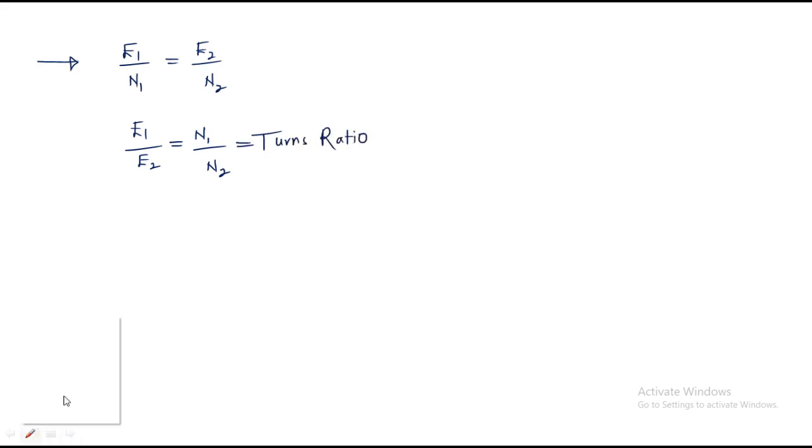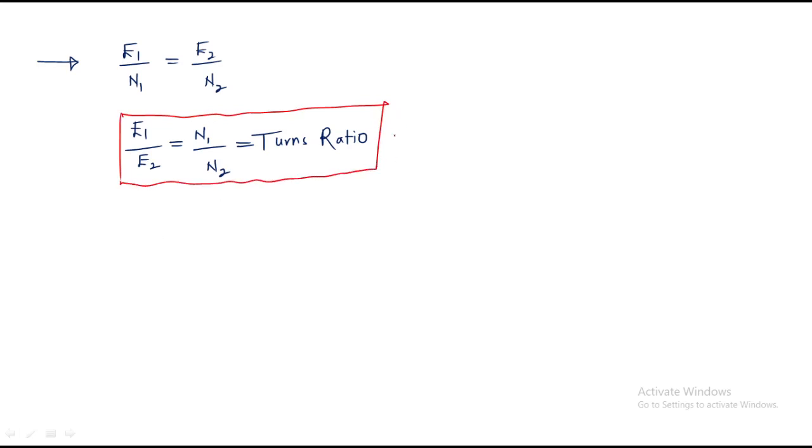This is very most important. E1 by E2 should be equal to N1 by N2, which is equal to the turns ratio. It is N1 by N2, not N2 by N1, which is nothing but E1 by E2. Don't confuse at all. When turns ratio is given, it is nothing but E1 by E2 or N1 by N2.